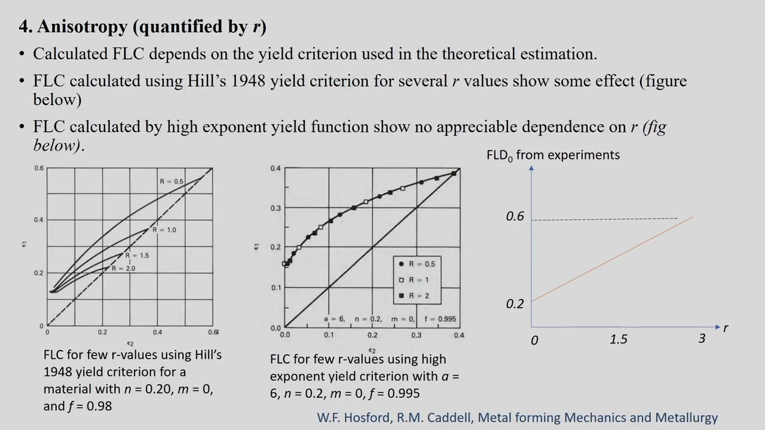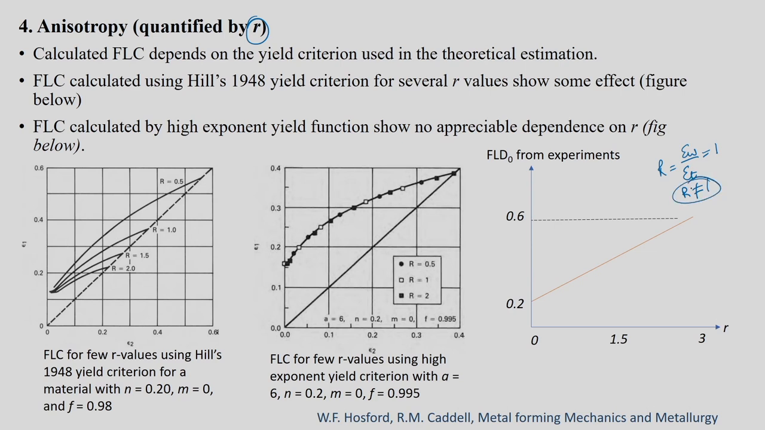This anisotropy of the sheet, which we generally quantify by R, is nothing but the plastic strain ratio. Small r or capital R, either way is fine. So, true width strain divided by true thickness strain. If it is equal to 1, we say isotropic. If r is not equal to 1, we say the material is anisotropic in nature.